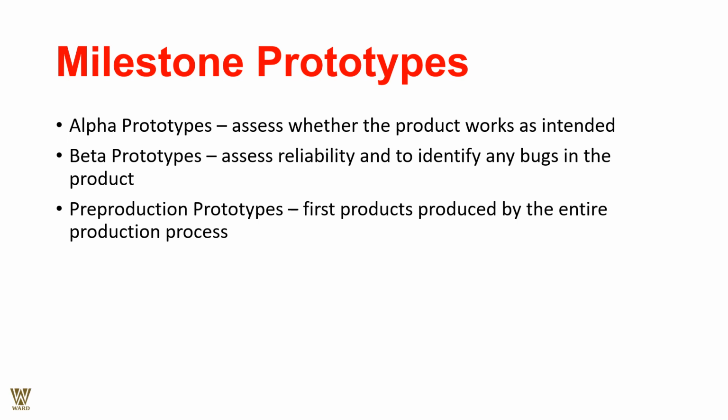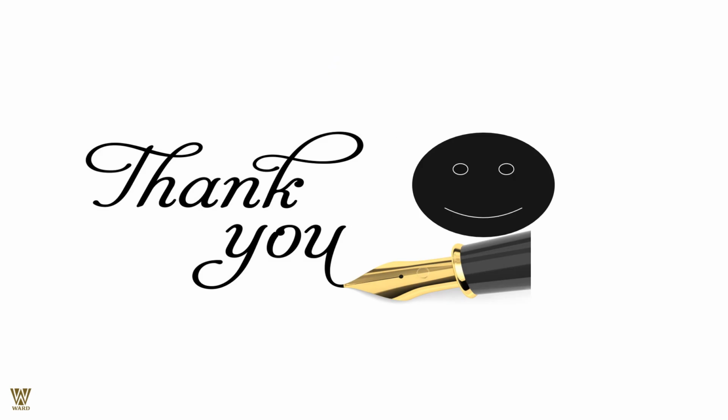Now, what are we looking at? Milestone prototypes. Alpha prototypes are those where the product works as predicted. Whatever we intended to produce, the product is actually doing it the same way. It is the alpha prototype, the best one. Beta prototype: there are some anomalies, certain things we are not very sure about. So we need to identify those bugs and why the prototype is not working perfectly as per plan. So these are beta prototypes, and then we have the pre-production prototypes, the first product produced by the entire production process altogether. With this, we come to an end of this presentation.